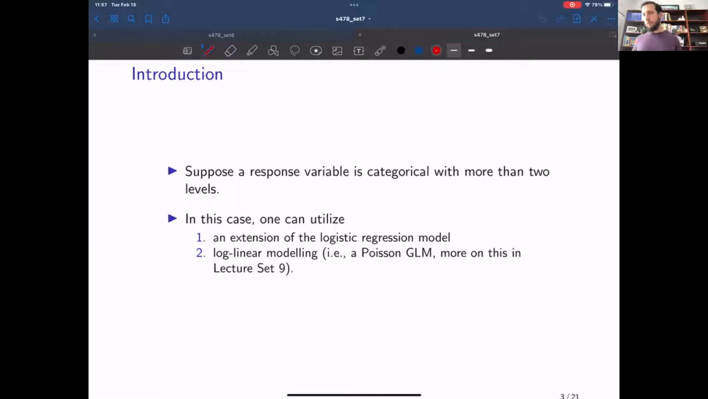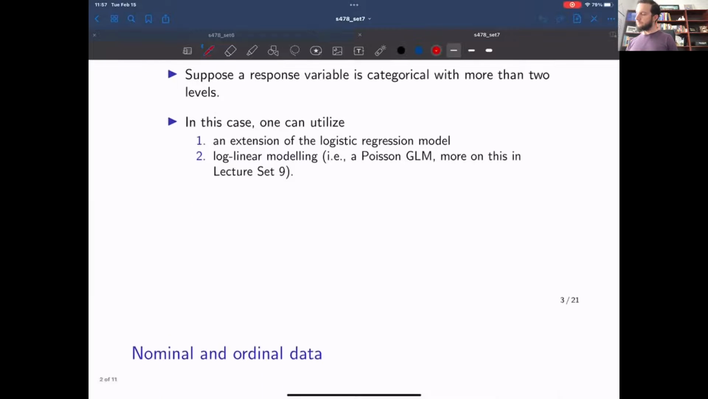So when are we going to use this model? We want to use this model when we have a response variable that has more than 2 levels in the category. So you want to predict where a particular observation is going to fall among 3 or more categories. There's a couple of different ways that we can do this. We can do it through an extension of the logistic model, which is what we're going to talk about today, or through the log link and the Poisson GLM, which is what we'll start talking about after the reading week.